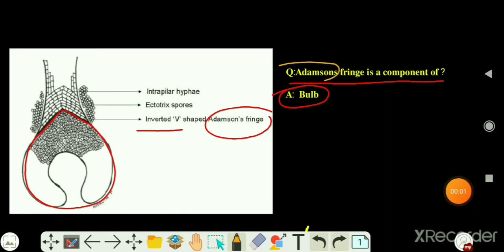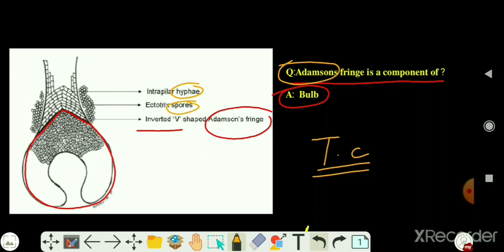Adamson was a scientist who noticed while studying cases of tinea capitis that the fungal hyphae and fungal spores, here are fungal hyphae, these are fungal spores, never invade Adamson's fringe, because Adamson's fringe is a highly keratogenous part of the hair follicle.